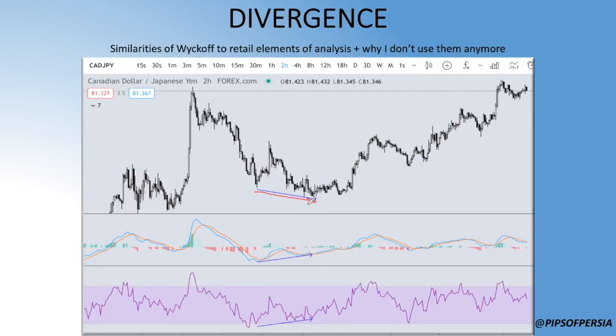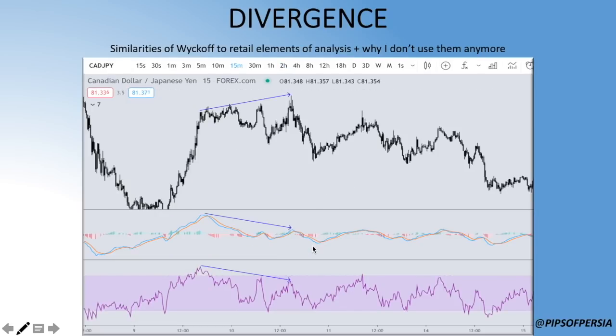However, your oscillators, again, are not following. These indicators are meant to be following what the price does. And when you see the market going lower, you would expect the indicators to follow. But sometimes this just does not happen. And this is one of the methodologies that I used to use a lot within my analysis.